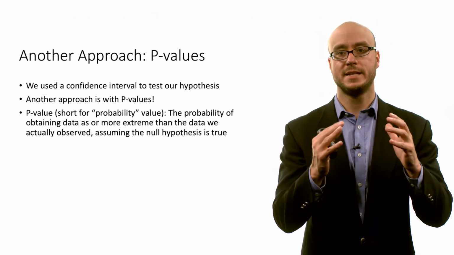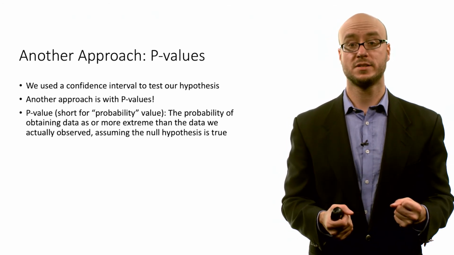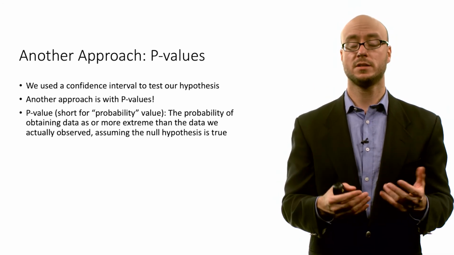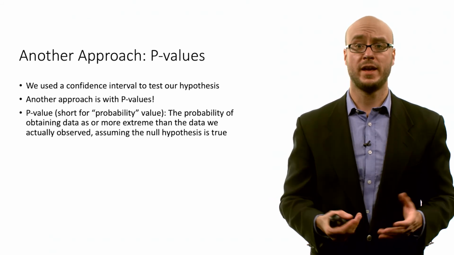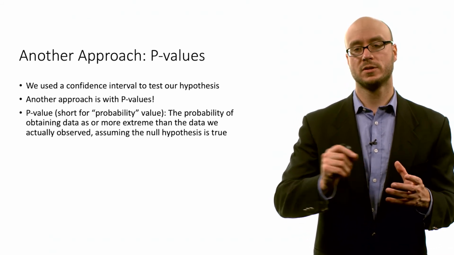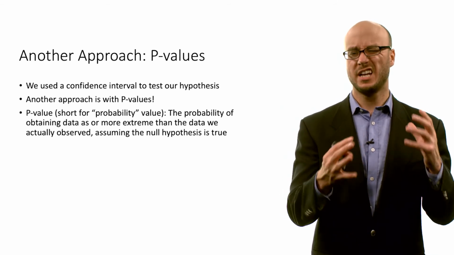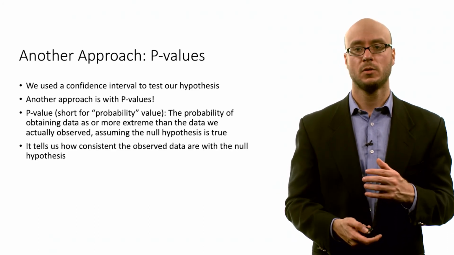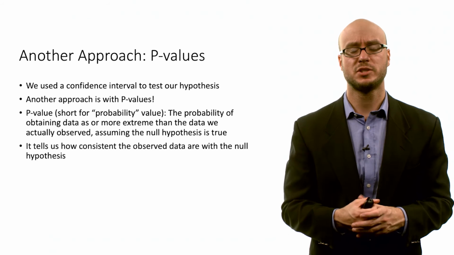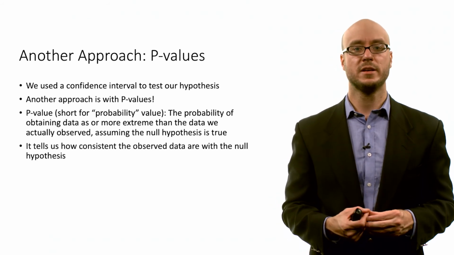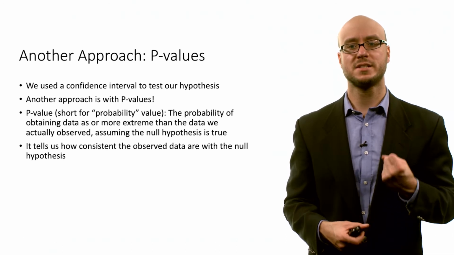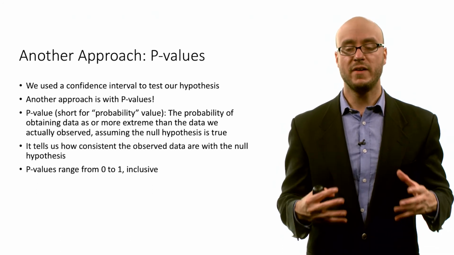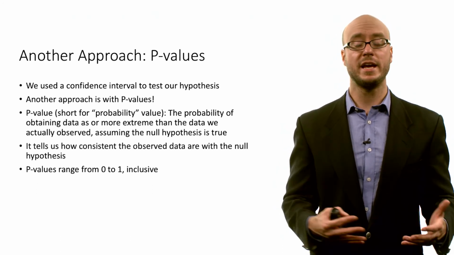If you recall, I said we can think of the confidence interval as a measure of consistency. If the null is within our confidence interval, the null is consistent with our data, and we fail to reject the null. If that null is outside of our confidence interval, then that suggests our data is somehow inconsistent with our null hypothesis, and we reject the null. Well, another way to measure consistency between our data and our null hypothesis is with p-values. A p-value, or probability value, tells us how consistent the observed data are with the null hypothesis under the assumption that the null is true. P-values, as they suggest, range from 0 to 1.